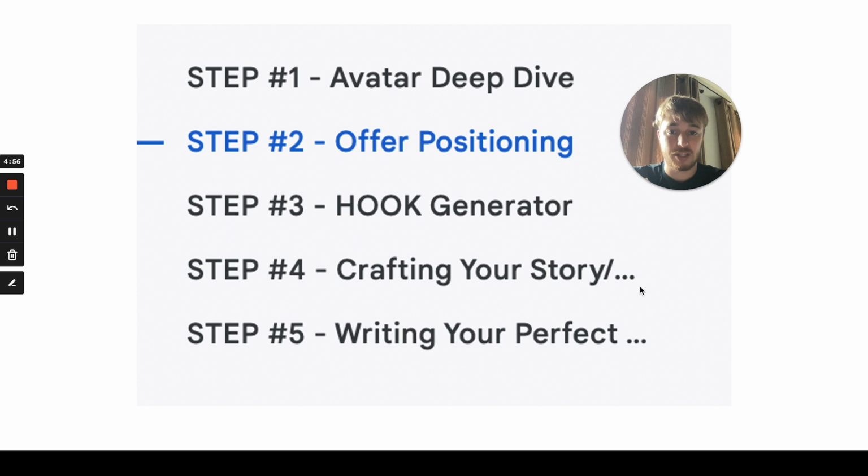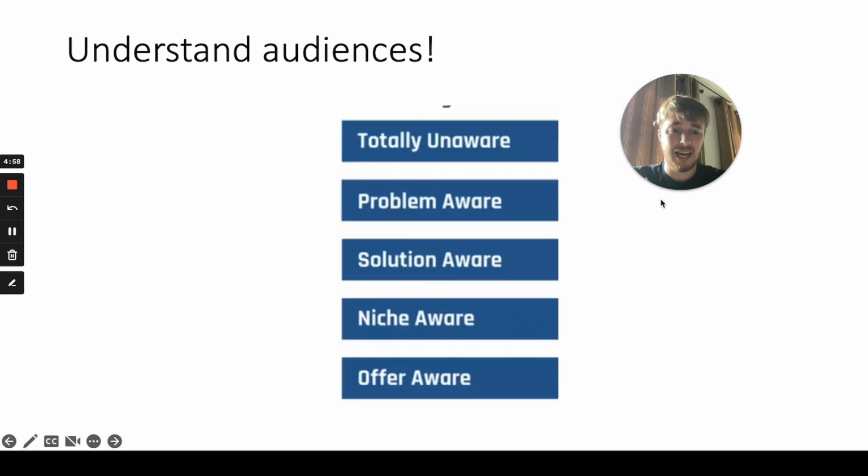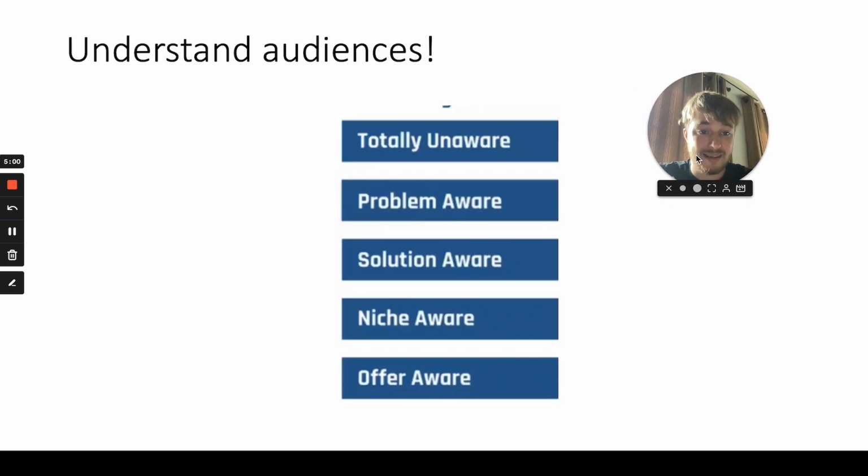That's how it works. Another thing is understand audiences. I'm not sure if you have ever heard about this, but you can see over here, we have how many? 5 aware or unaware audiences. You have totally unaware audiences, problem aware audiences, solution aware audiences, niche aware, and offer aware. Now, if you're looking to make quick money like this, I would go under offer aware.